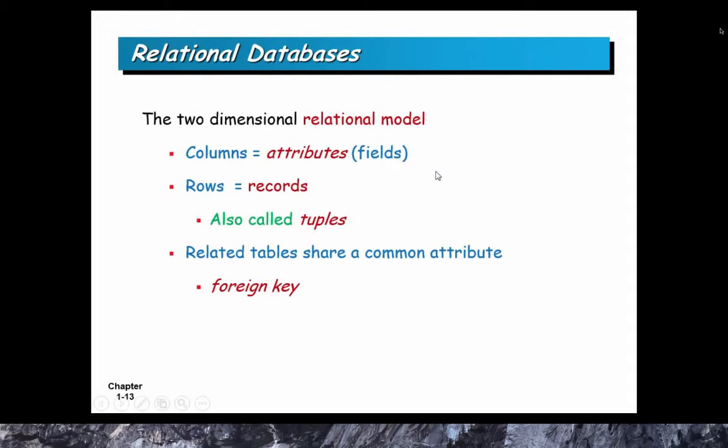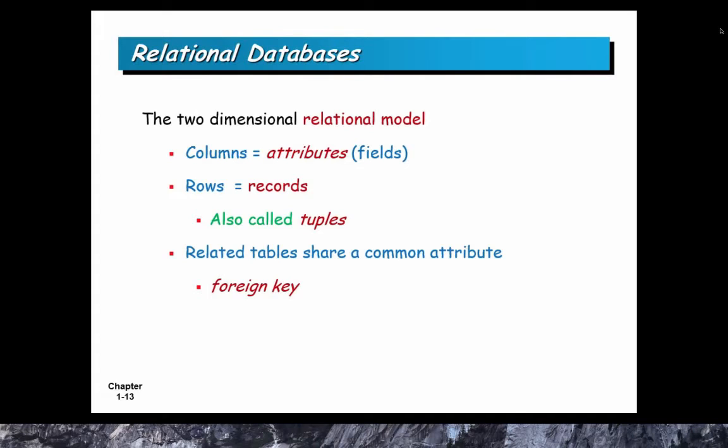Okay, let's talk about relational databases. Think about your Excel spreadsheet. You have rows and you have columns. That's what an Excel spreadsheet is. That's what a table is. So every table in a relational database is like a worksheet in Excel. Each column is an attribute. It might also be called a field. In a relational database, you call them attributes. You tended to call them fields in the older style databases.